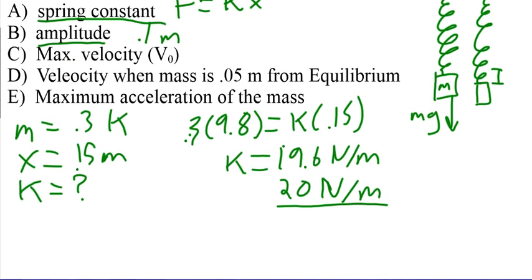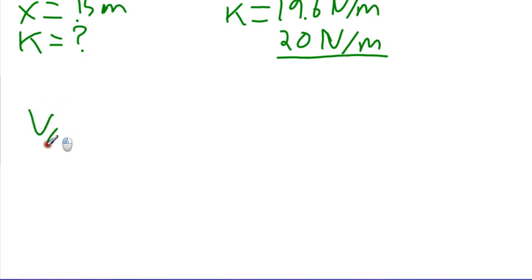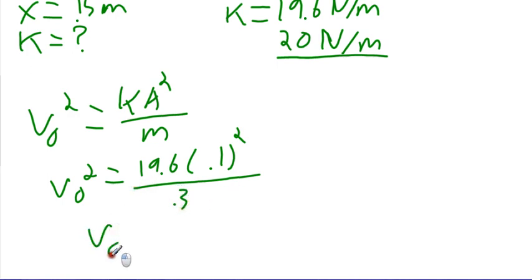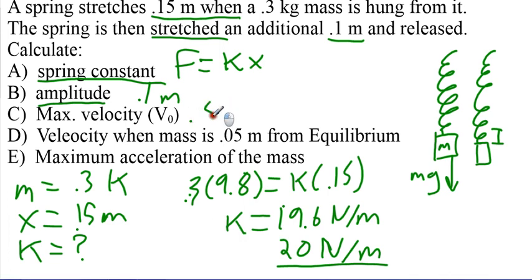Our maximum velocity, this is when we use one of the equations. So we have v naught squared is equal to ka squared over m. Now that we have our k value, we're going to plug in 19.6 because it's going to be a better value for us. We use v naught squared is equal to 19.6 times 0.1 squared over 0.3. When you solve for this, let's just go ahead and go to the answer. You want to check my work just to make sure that you're getting the same numbers. You should get a v naught of 0.8 meters per second. So that's going to be for the maximum velocity, 0.8 meters per second.